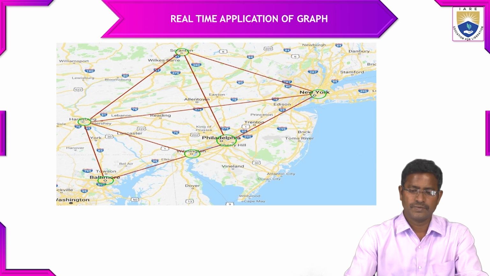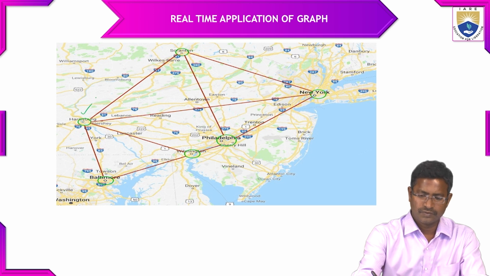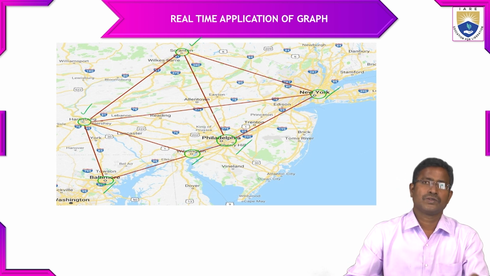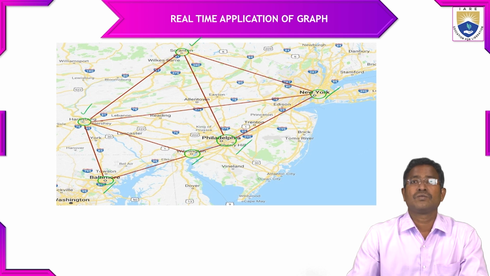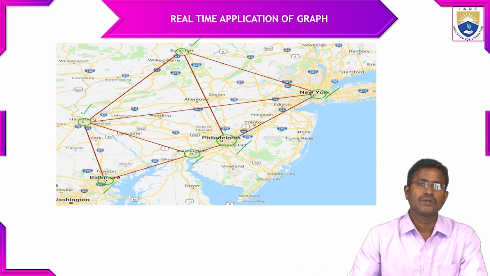And see here, this is a map, right? This is one city, this is another city, Philadelphia, Baltimore, New York. So now we are enjoying Google Maps. When you type a simple message, suppose you want to move from Secunderabad to Vijayawada, it shows the time, right? It shows the time. And next, it asks the mode of transportation.